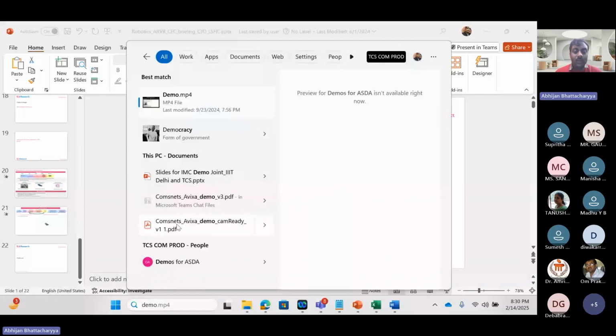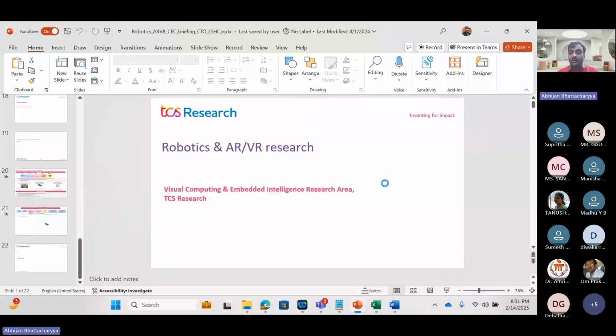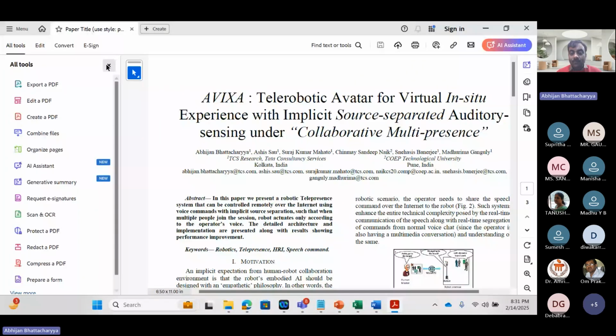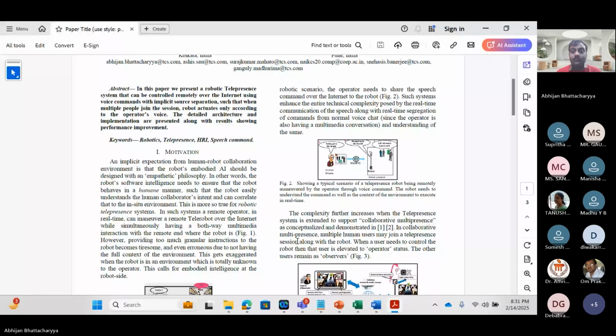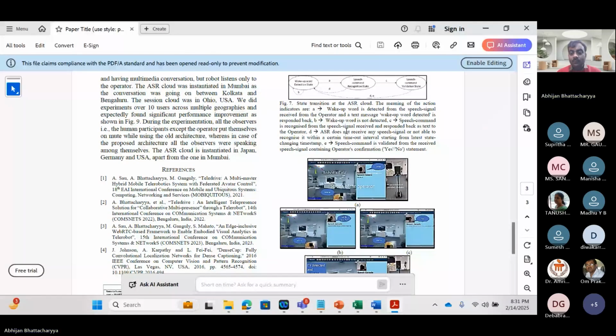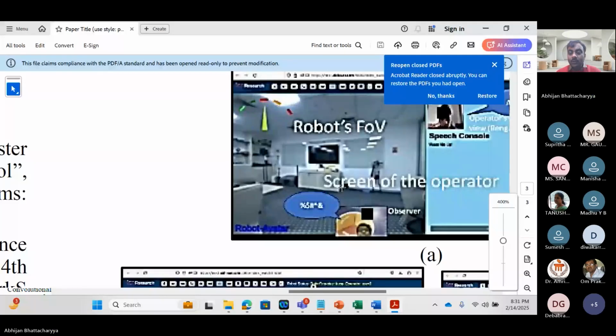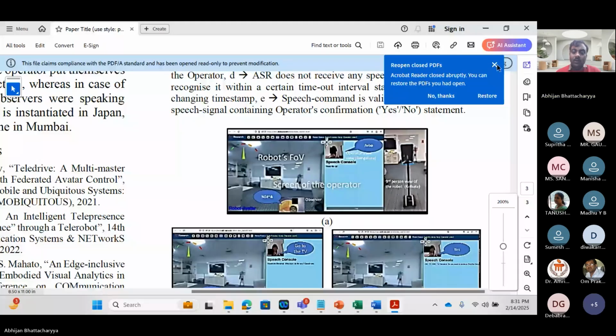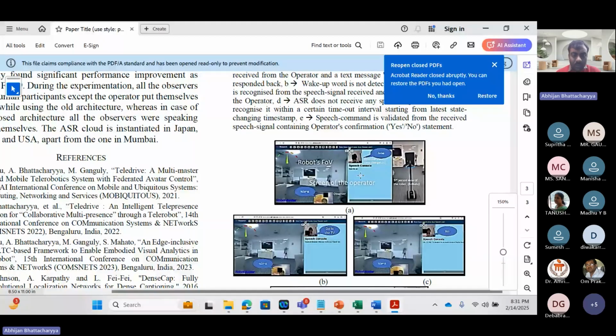So this is the paper that we published. Let me give you some screenshots from there so that you can understand. Basically, one operator joined from Bangalore, and from one office there's one person who is the observer, and the robot was in Calcutta in our lab, and this person for every speech cycle. Okay, let me open the Word document.